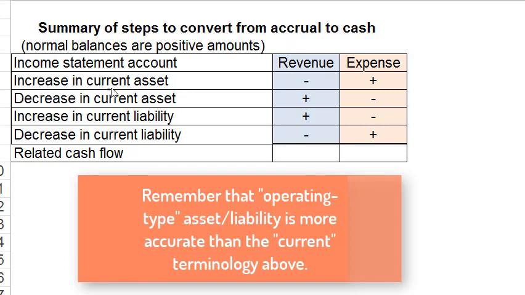So here where it says current asset, we're talking generally about accounts receivable accounts. So our tool says if there was an increase, the change in balance was a positive, it was an increase in the related current asset account, accounts receivable, the tool says subtract that.